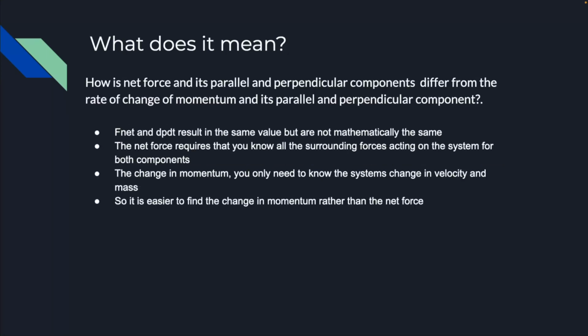So what does this mean? How does the net force and its parallel and perpendicular components differ from the rate of change of momentum in its parallel and perpendicular components? So F net and dpdt result in the same value, but are not the same mathematically. The net force requires that you know all the surrounding forces acting on the system for both components, but for the change of momentum, you only need to know the system's change of velocity and mass. So it's easier to find the change of momentum rather than net force.